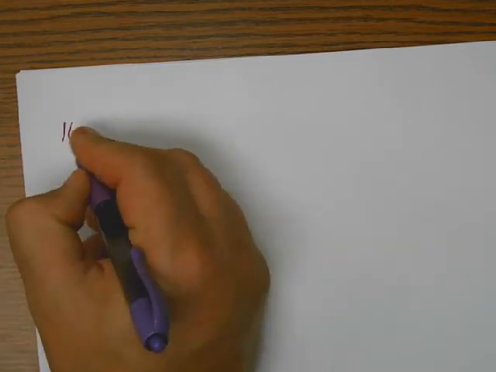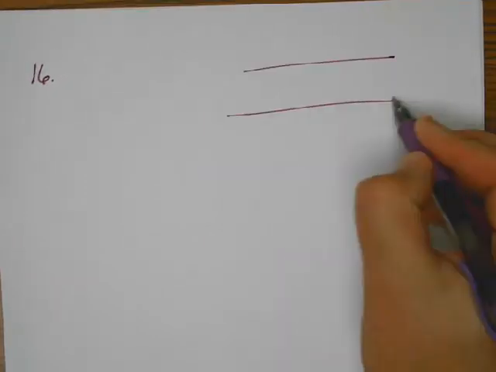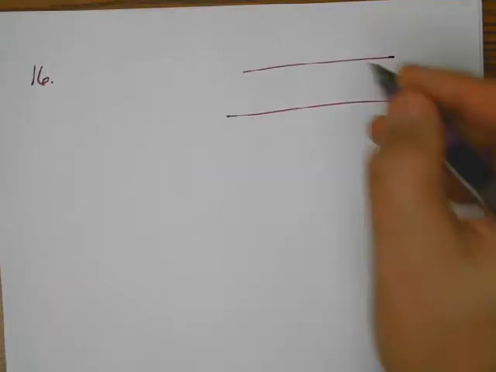Okay, so let's see. It says, write a 2-column proof of the converse of the corresponding angles theorem. Okay, so number 16. Let's recreate the picture. You can see the picture in the book. This is at the top of page 194.